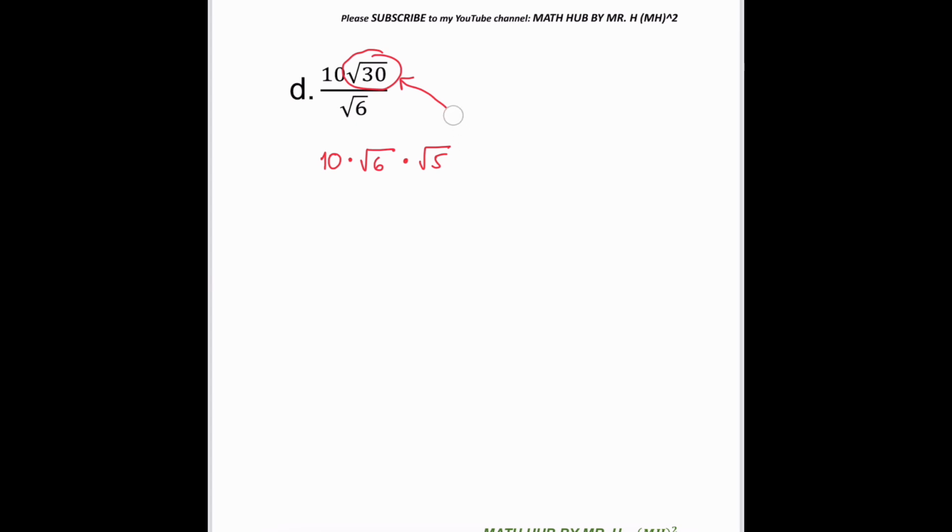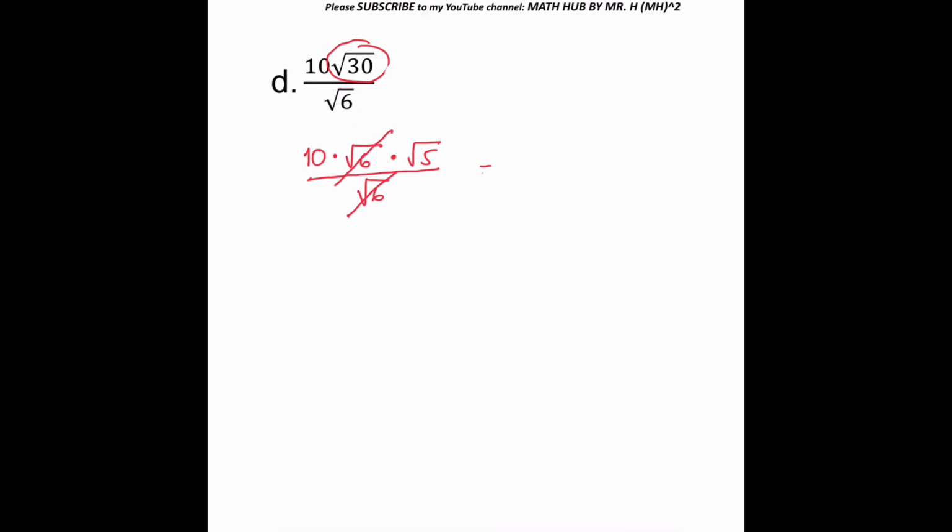Divided by square root of 6. And then from here, you can see that the square root of 6 in the numerator and in the denominator will be canceled out. And we will be left with 10 square root of 5 is the final answer.